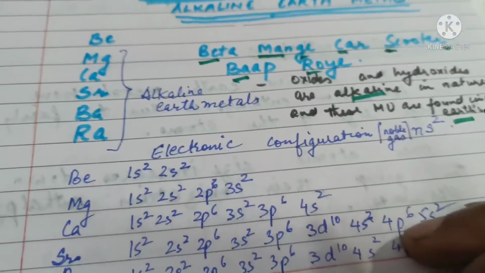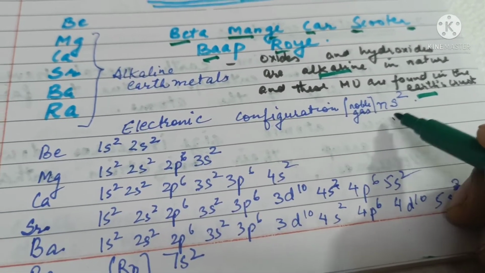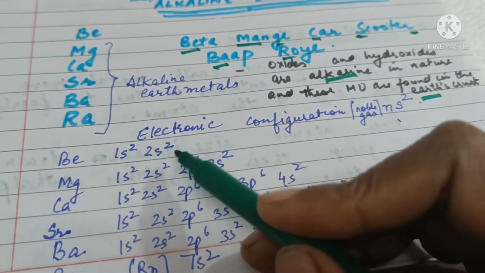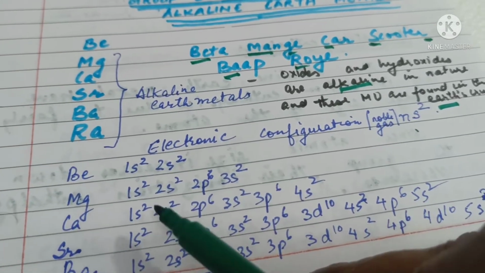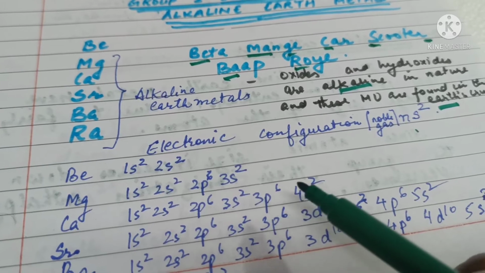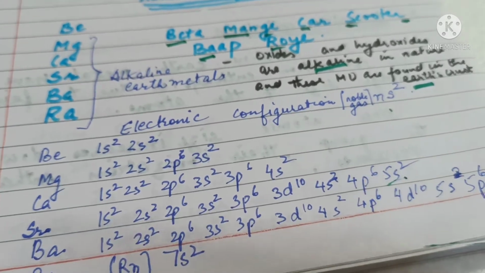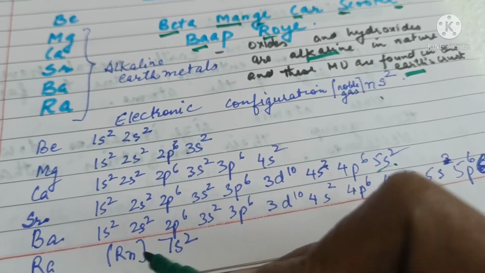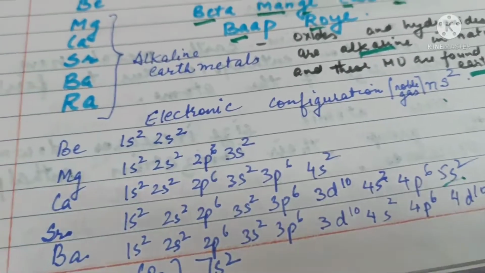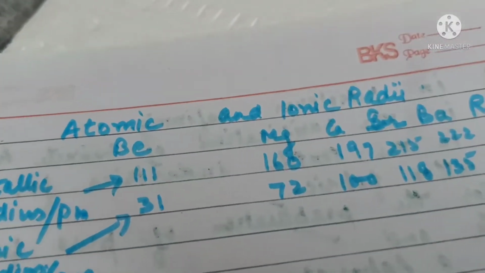Electronic configuration of the elements. The general electronic configuration is that of a noble gas and ns2. For example, beryllium has 1s2, 2s2; magnesium 1s2, 2s2, 2p6, 3s2; calcium 20, 1s2, 2s2, 2p6, 3s2, 3p6, 4s2. Similarly, strontium will have 5s2 in the end, barium will have 6s2 in the end, and similarly radium will have the configuration of radon and 7s2. So the outermost electronic configuration has 2 electrons in the s subshell of the outermost shell.